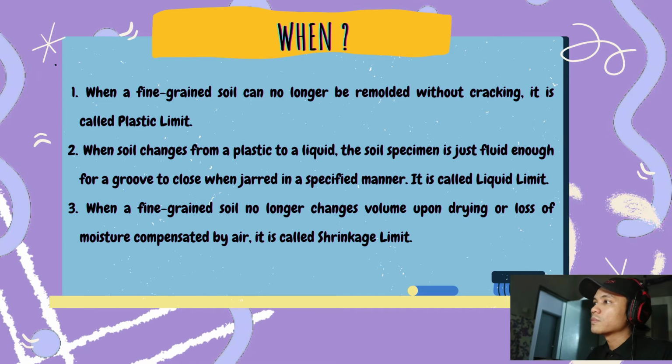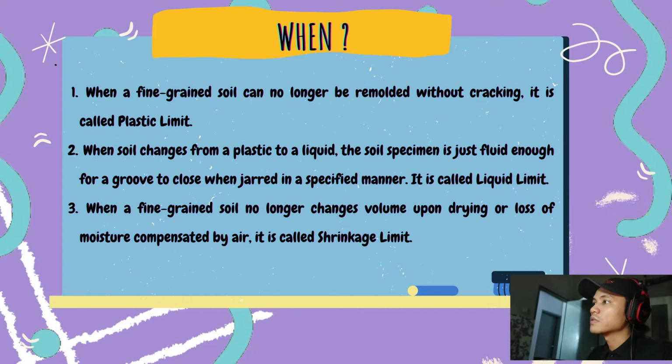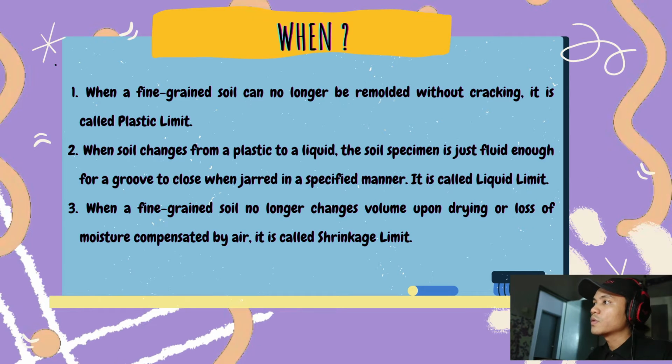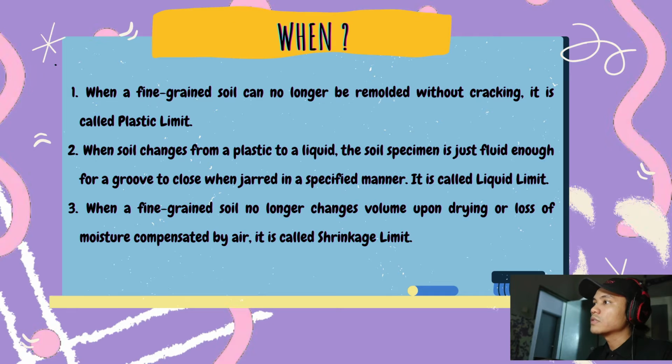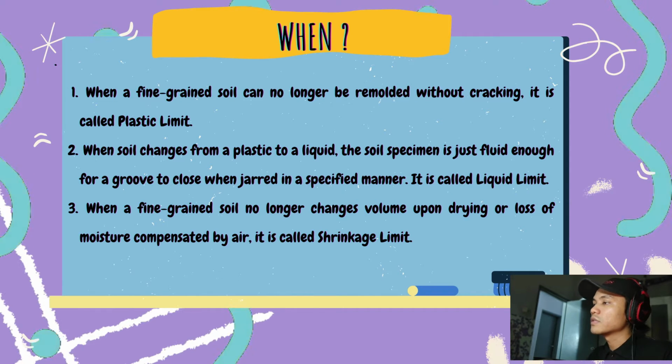When the soil changes from plastic to liquid, the soil specimen is just fluid enough for a groove to close when jarred in a specified manner. It is called the liquid limit. When a fine-grained soil no longer changes volume upon drying, with loss of moisture compensated by air, it is called the shrinkage limit.